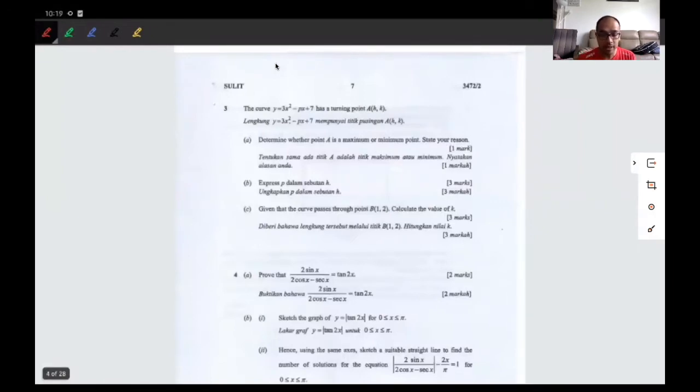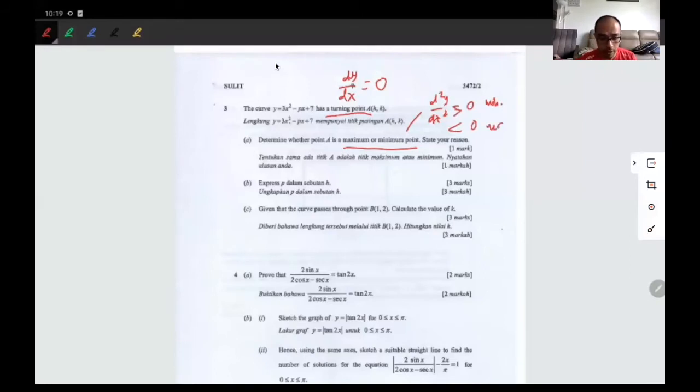Okay, the curve yada yada has a turning point. Whenever you see turning point, this means dy/dx equals 0. Okay, normally lah. Okay, so determine whether point A is maximum or minimum point. State your reason. Now, if point A is maximum or minimum point, okay, this will be d2y/dx2 equals to more than 0 or less than 0. Okay, if your d2y/dx2 is a positive number, then it is a minimum point. Okay, if your d2y/dx2 is a negative number, then it's a maximum point.